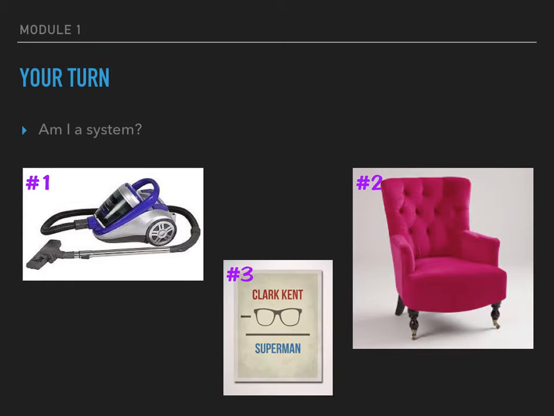Now it's your turn. What I want you to do is have a look at the images 1, 2 and 3, and tell me if you think they're systems and why. Just make a quick note of that down, please.